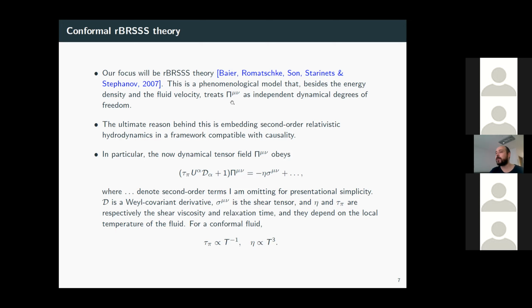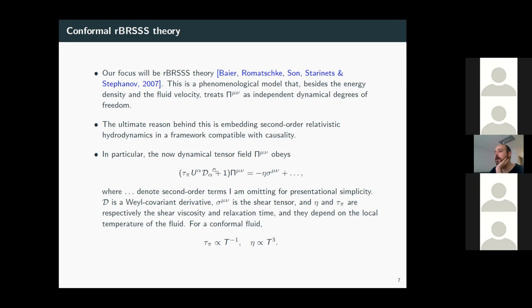So as I said, pi mu nu is now a dynamical tensor field, and in particular, it obeys this relaxation equation. This relaxation equation tells you that pi mu nu reduces to its value predicted by second-order hydro, the second-order hydrodynamic gradient expansion. Here I'm just representing the first-order terms, but the second-order terms can be incorporated with no problem. So it tells you that pi mu nu relaxes to its value as predicted by the hydrodynamic gradient expansion of the constitutive relations on a time scale set by this parameter tau pi, which is called the relaxation time.